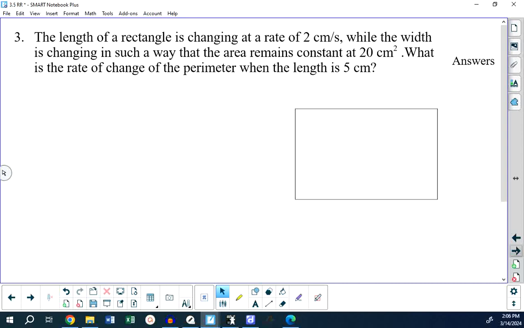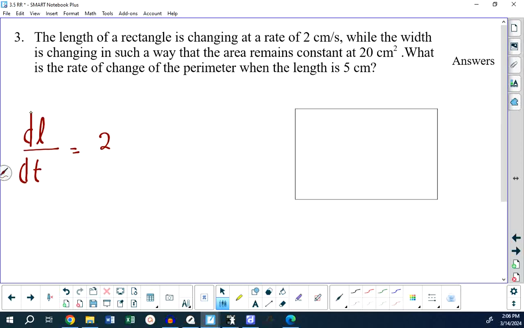So we have the length of a rectangle that's changing at a particular rate. So we're given dl/dt is 2. It's maybe not the best question. It doesn't say that it's increasing, but I'm going to say it's increasing, while the width is changing in such a way that the area remains constant at 20 square centimeters.